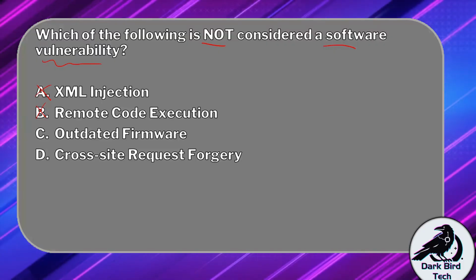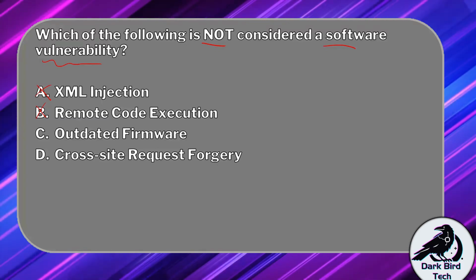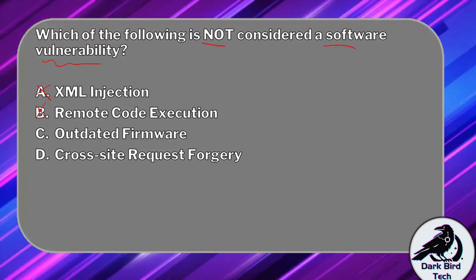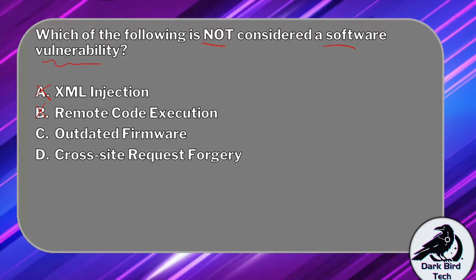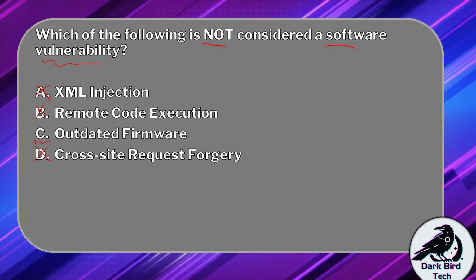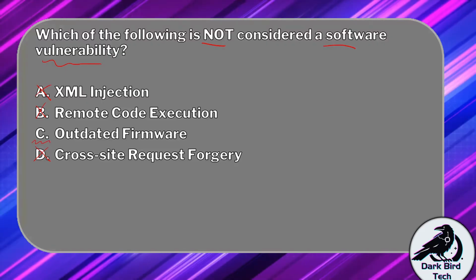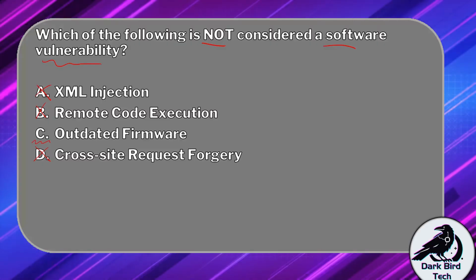Cross-site request forgery. That's a bit of social engineering taking advantage of cookies. So cookies, networking, data files, protocols, it's all software. So yeah, it's a no. So that leaves us with outdated firmware as the option. Cool. Process of elimination works well. Moving along.